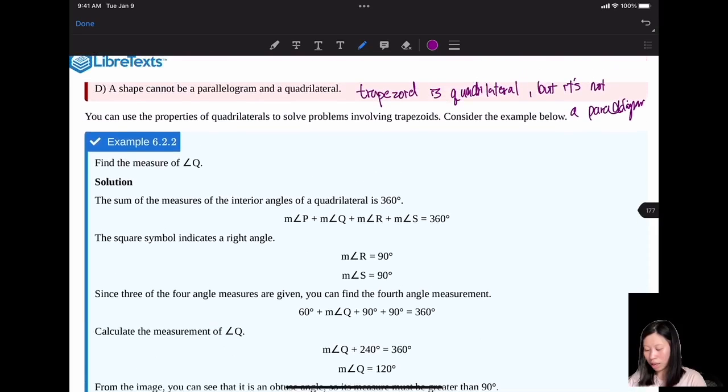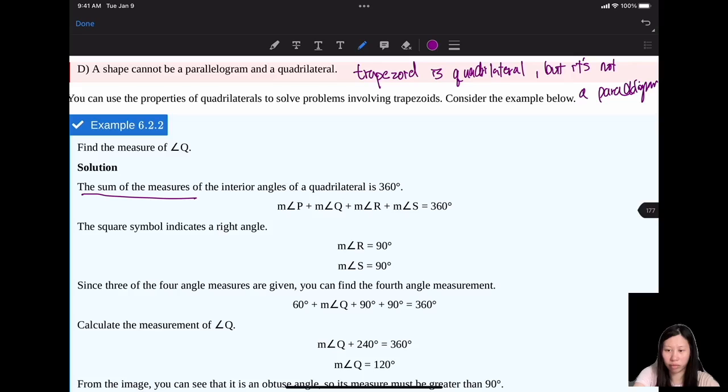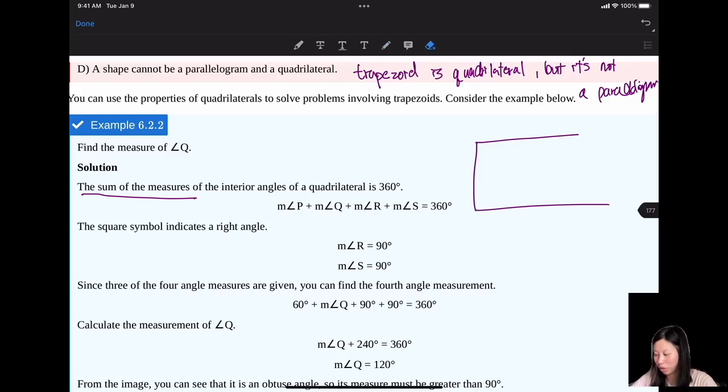Okay, so now here, the sum of a measure. Let's say I have a graph that looks like this one, with vertices P, S, R, and Q. In this quadrilateral, we know that the measure of angle P is 60 degrees, and the measure of angle S is 90 degrees. Now I want you to find the measure of angle Q.